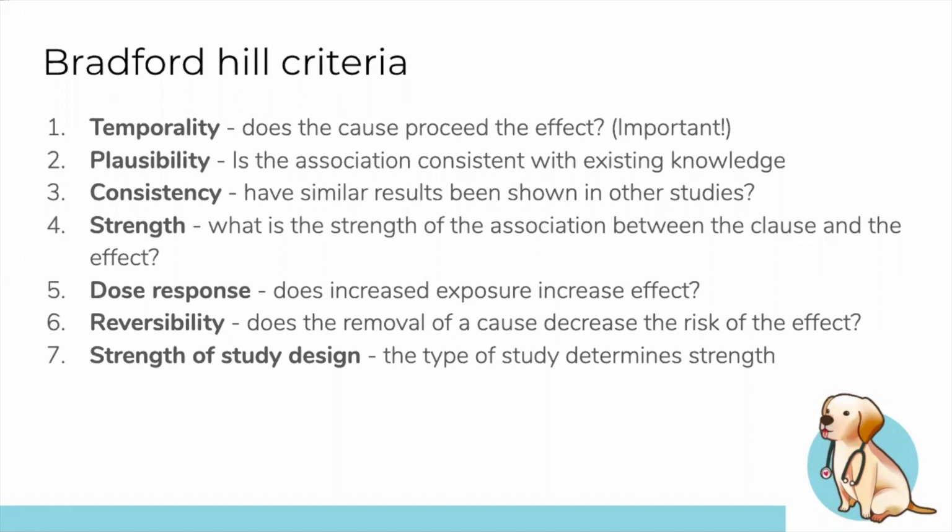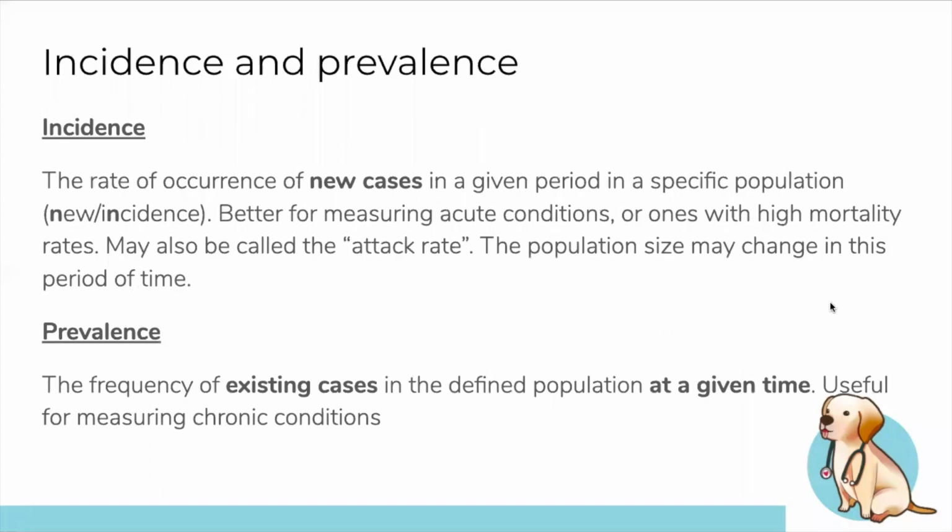With the other ones, like the strength of the association between the cause and effect, it's good if it's there, but it's not as important as actually establishing the cause preceding the effect. That should say cause, not clause. That's my bad. I think these are not too bad to remember, because they basically say what they are. Like consistency: is it consistent with what's been done in the past? Reversibility: if you remove the cause, can you decrease the outcome?